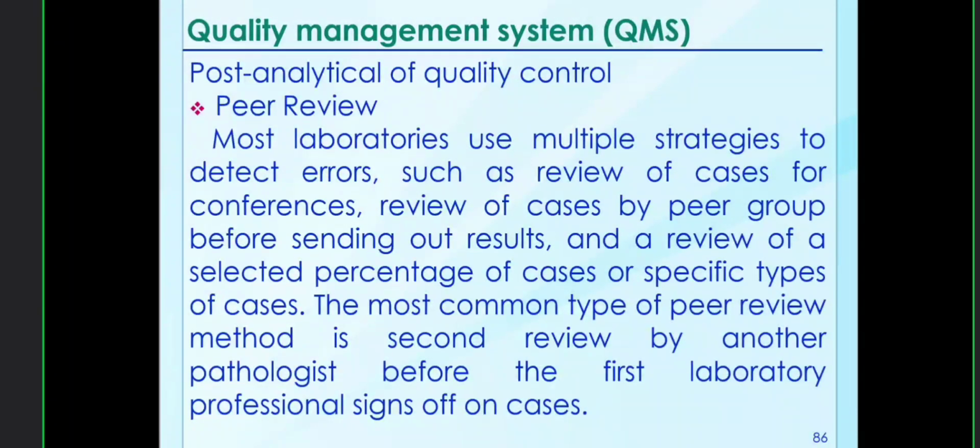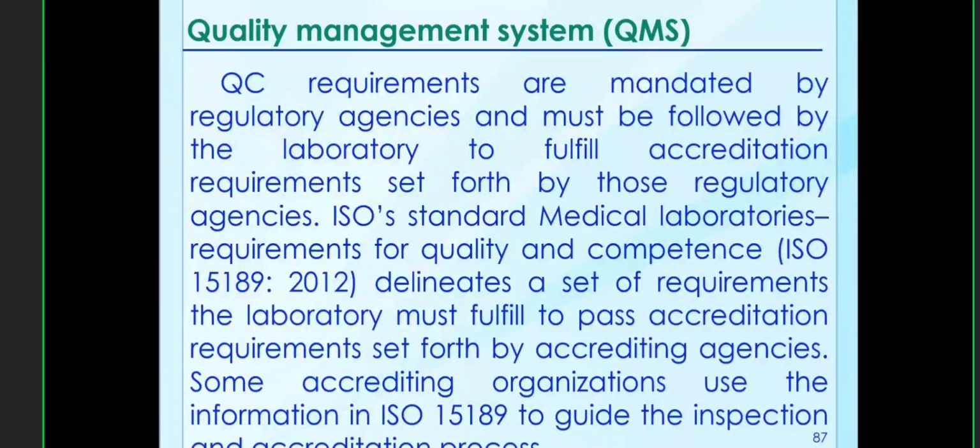Most laboratories use multiple strategies to detect errors, such as the review of cases for conferences, review of cases by a peer group before sending out results, and a review of a selected percentage of cases of specific types. The most common type of peer review method is a second review by another pathologist before the first laboratory personnel signs off on cases.